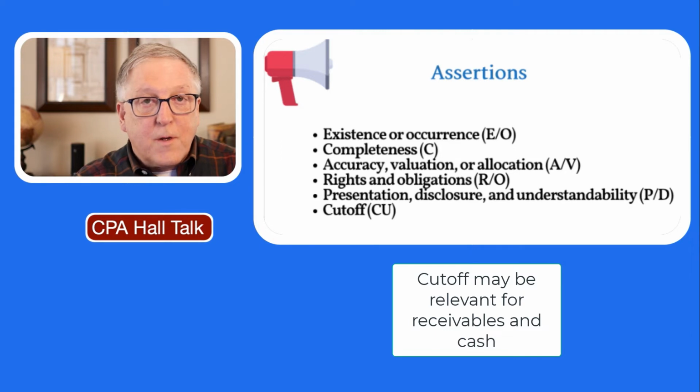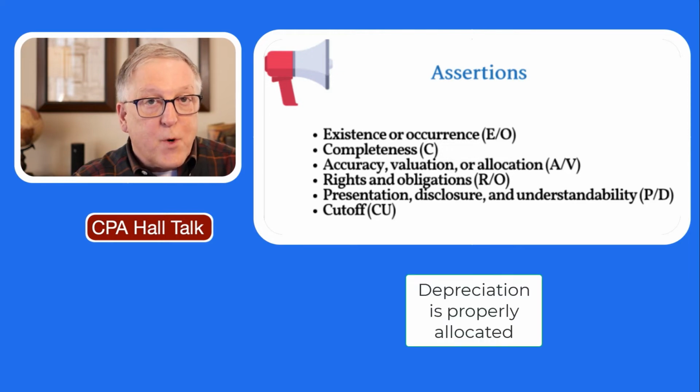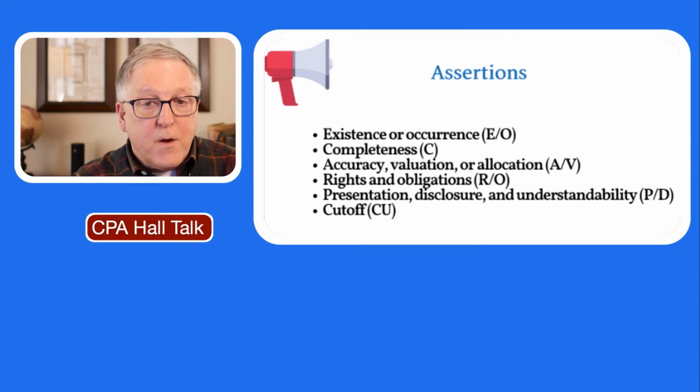Also, in regard to bank reconciliations and cash, you want to make sure that those outstanding items on the bank reconciliation are appropriately included or excluded, that you've got proper cutoff on bank reconciliations. The third bullet there, you see allocation. You want to make sure that, for instance, depreciation is allocated appropriately over periods.